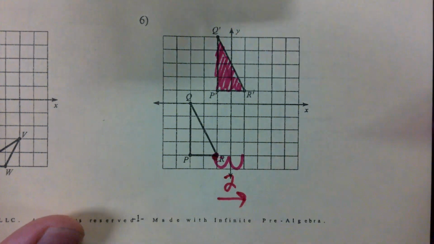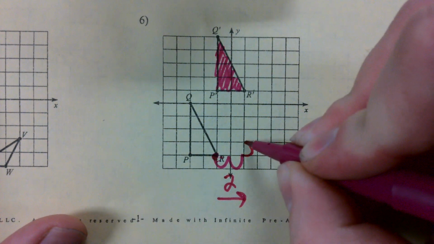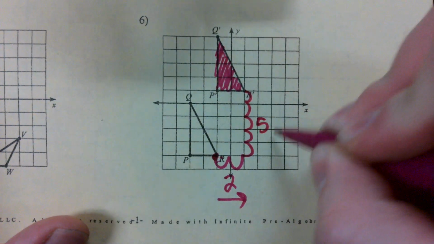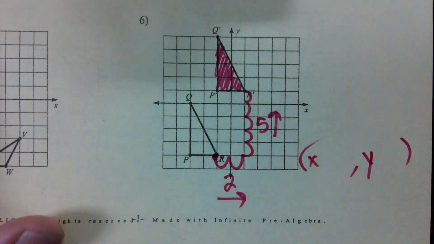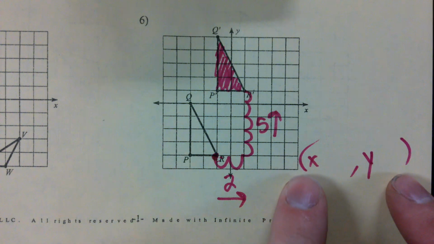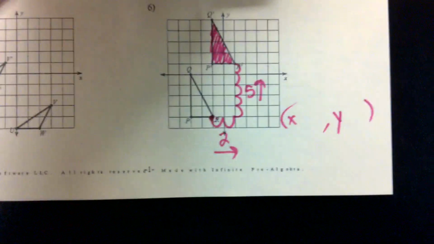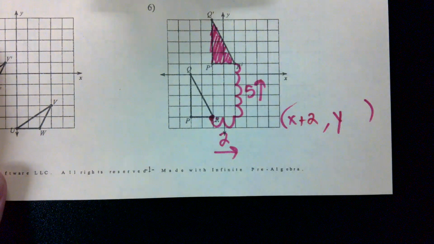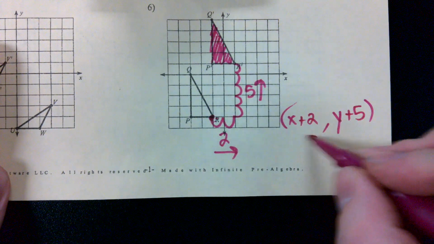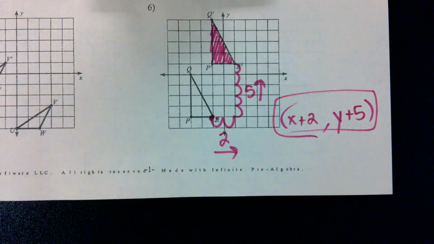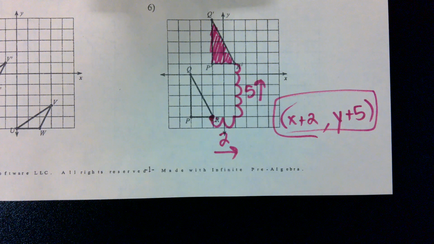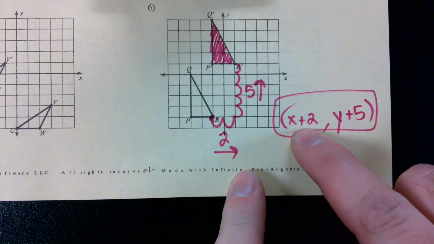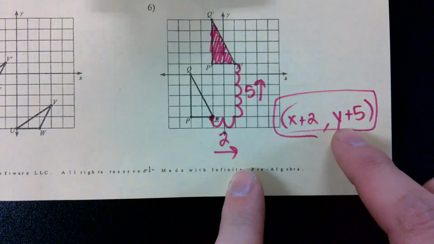Here we see we went 2 spaces to the right. Now we're going to move up: 1, 2, 3, 4, 5 spaces up. So we could write the rule x plus or minus what? Someone help me out. What's the rule that you guys got here for number 6? Plus 2. And then y? Plus 5. Absolutely right. So what this rule tells us is that wherever our pre-image is located, it's going to move 2 spaces to the right and then 5 spaces up.